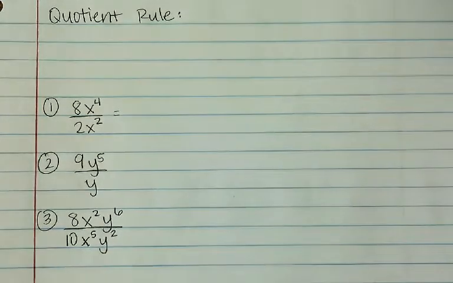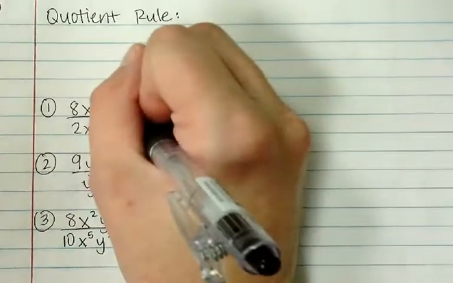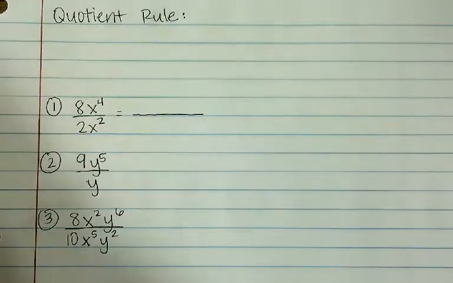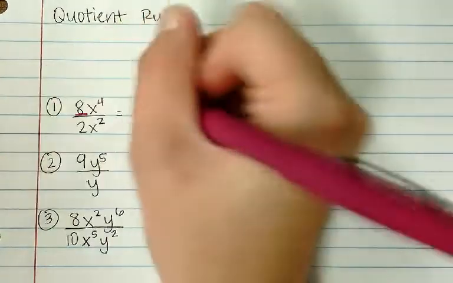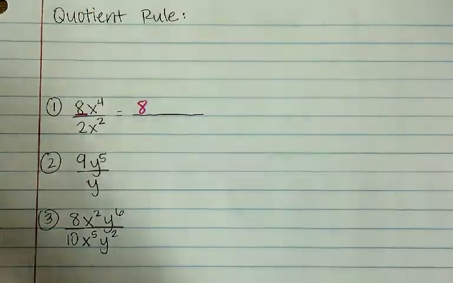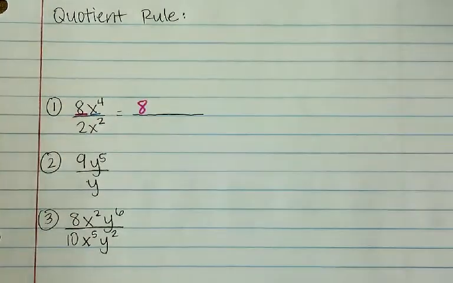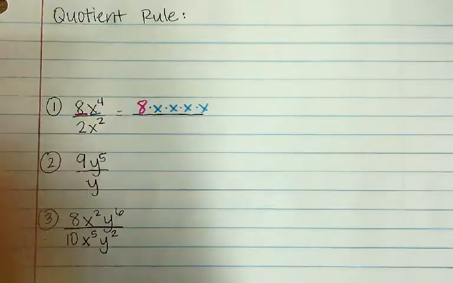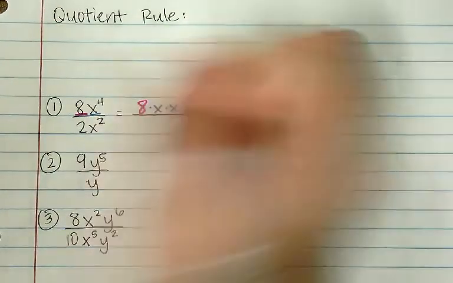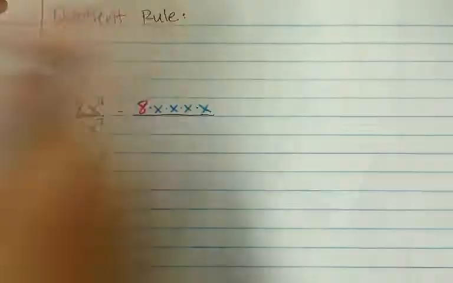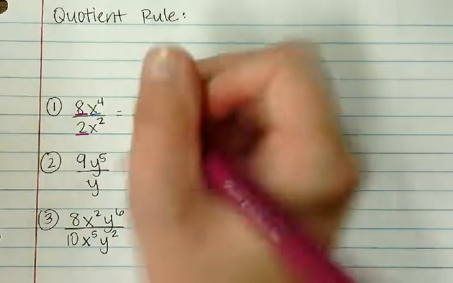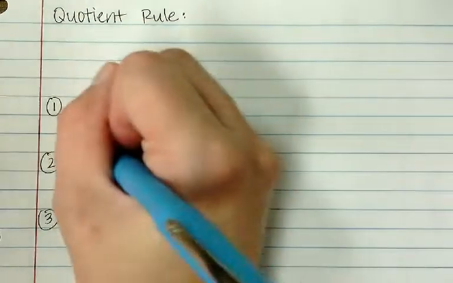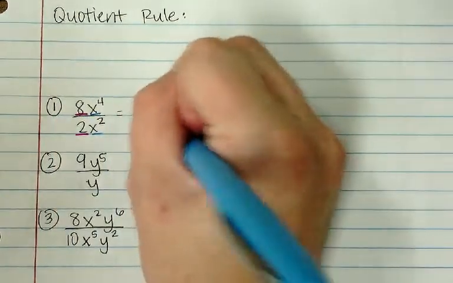I'm going to give myself a little space on my line here. And guys, my 8 is my coefficient. And then how do I expand the x to the 4th? I do x times x times x times x. My line wasn't quite long enough. There we go. And then on the bottom here, I have my coefficient of 2. And then I have my 2 x's because it is x squared. Do you guys feel good about that expansion?